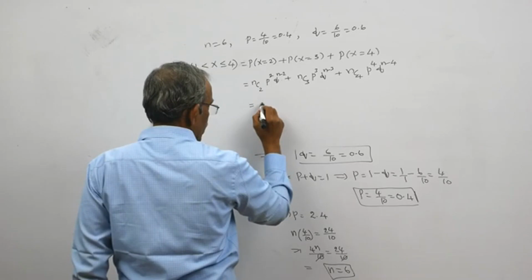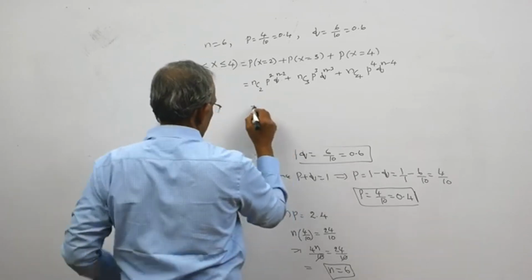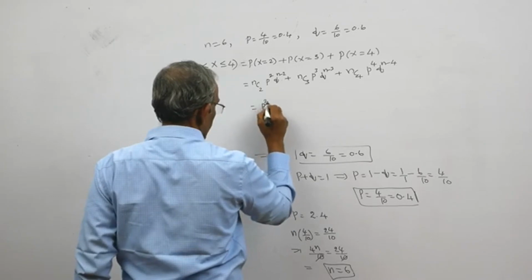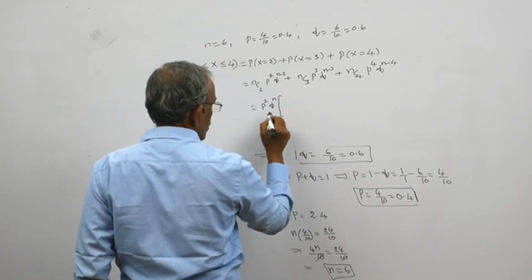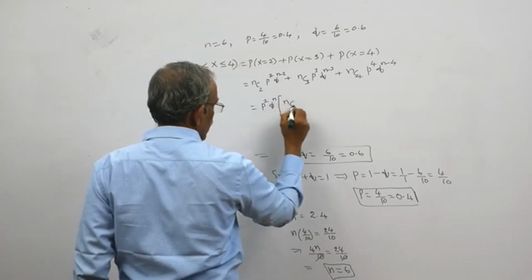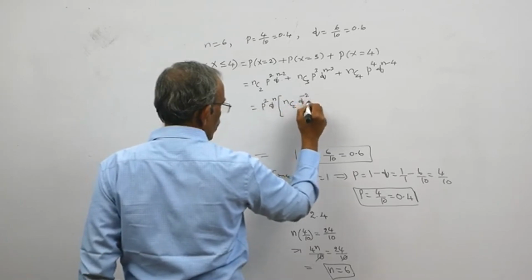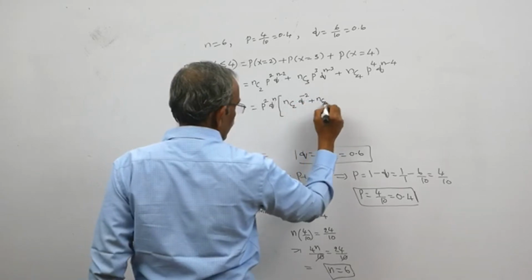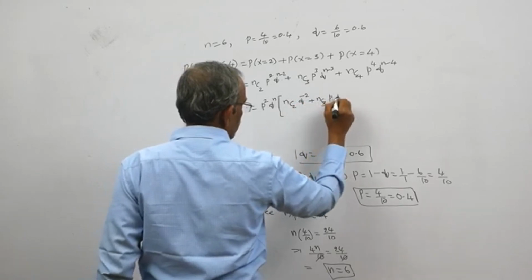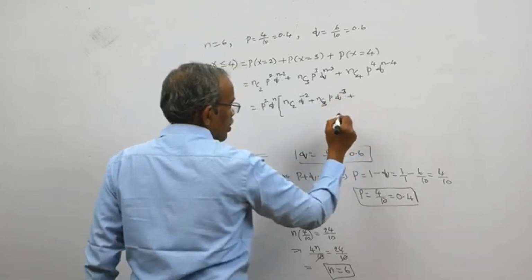Here p square and q to the power of n. Let us take p square q power n common. That is nC2 q to the power of minus 2, nC3 p into q to the power of minus 3, nC4.